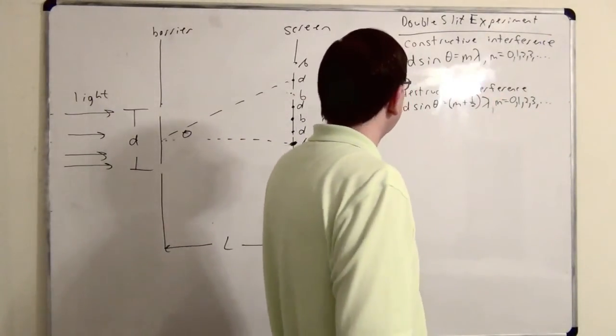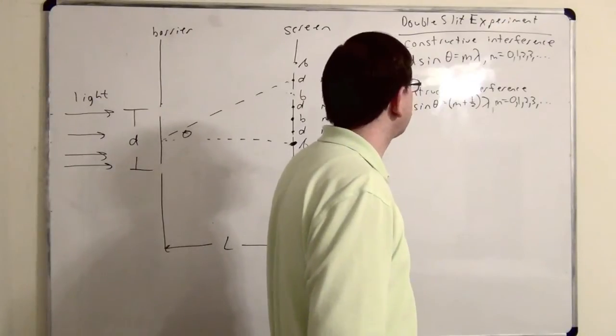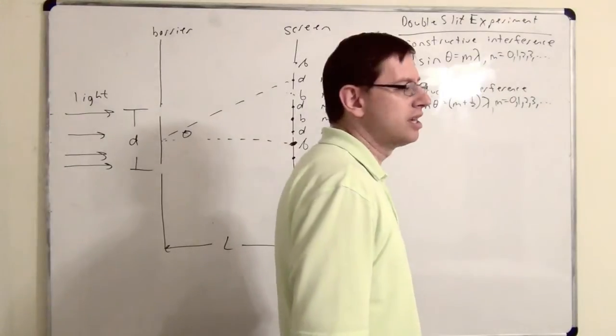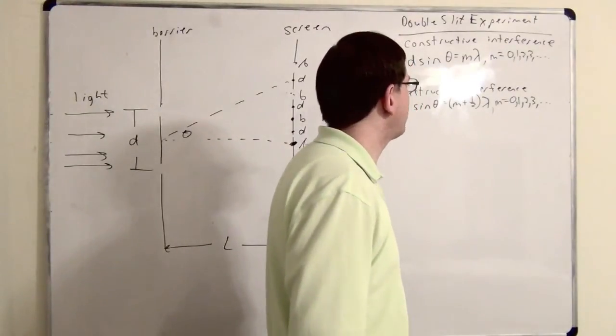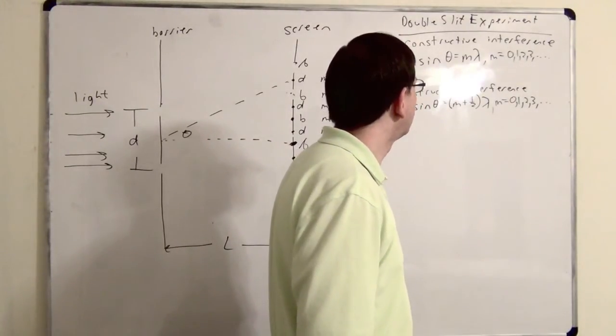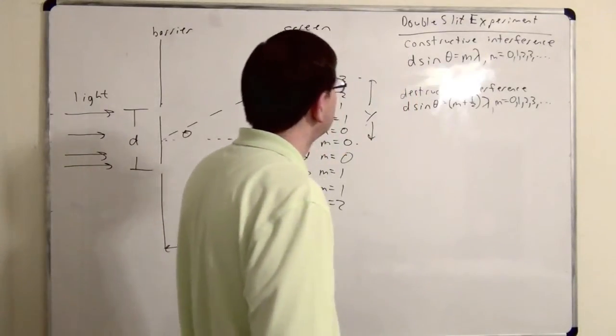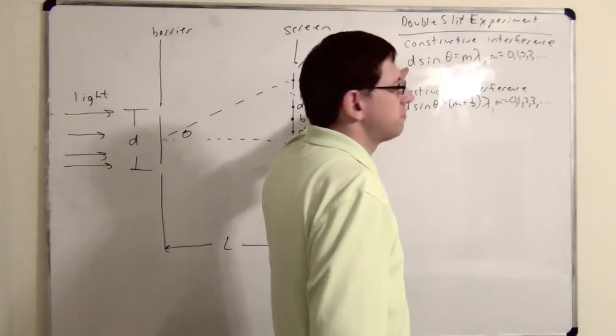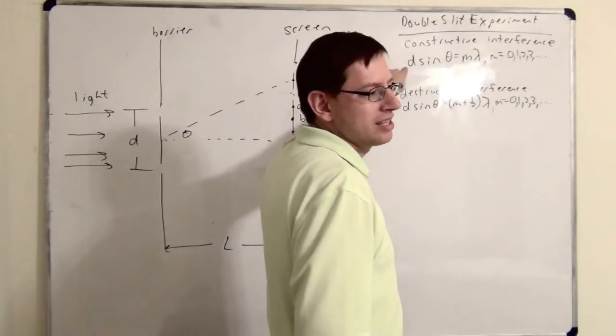Now, remember, how do we talk about the location of the spots? One way to talk about the location of the spots is with their theta. But what's the other way to describe the location of a spot? With their y value? That's right. So we should have an alternative form of the equation that's in terms of y instead of theta.